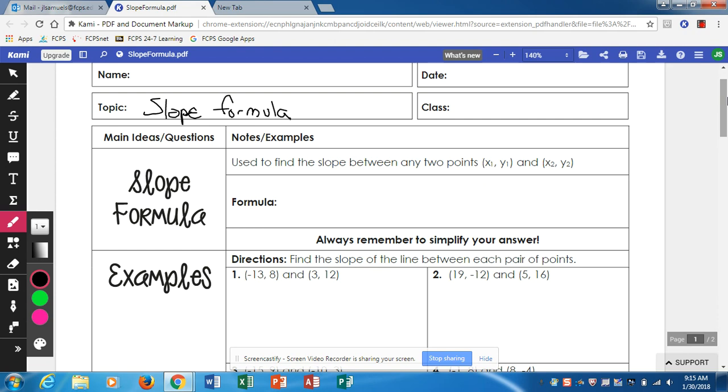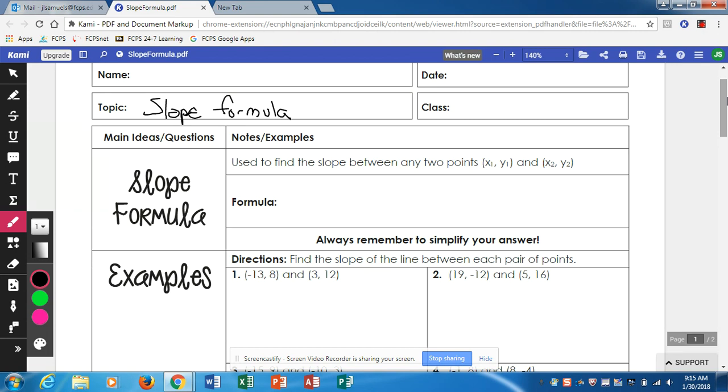So we find the slope on a graph by calculating the rise over run, the ratio of the rise over run, okay? But what if we don't have a graph? What if we don't have the rule or the equation where it's slope-intercept form? What do we do when we are only given points or ordered pairs? When we are given ordered pairs, we use this slope formula.